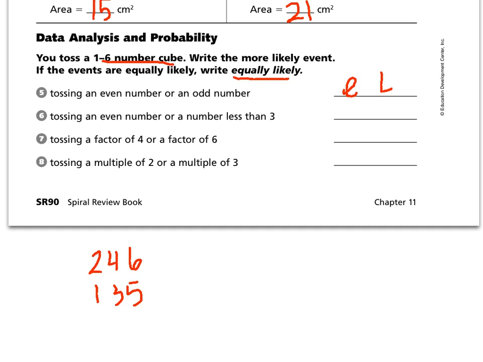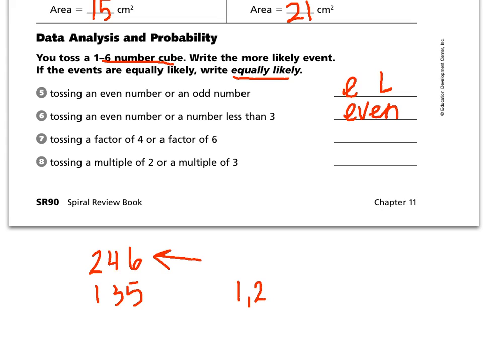Tossing an even number or a number less than 3. So I know that even numbers I would have 3 because it's 2, 4, and 6, and a number less than 3 would be just 1 or 2. So I know that an even number is going to be more likely.